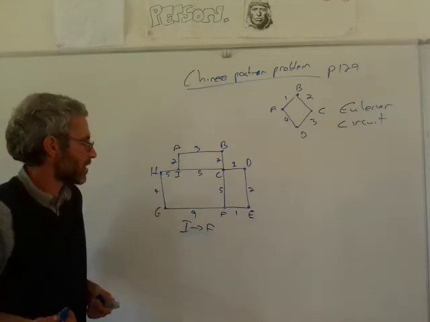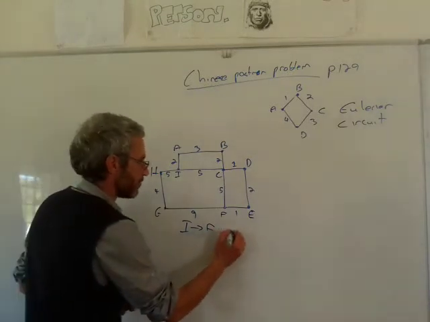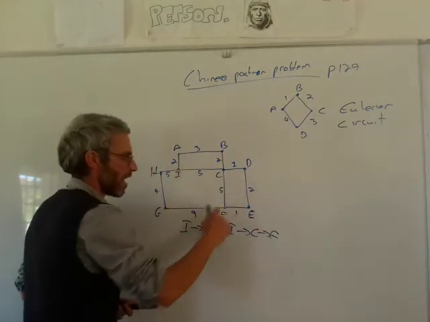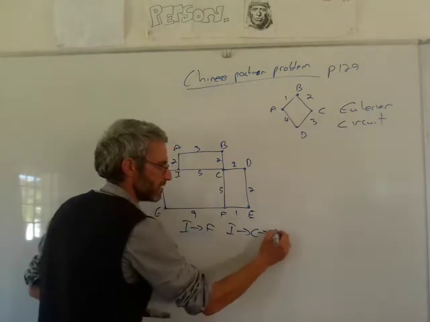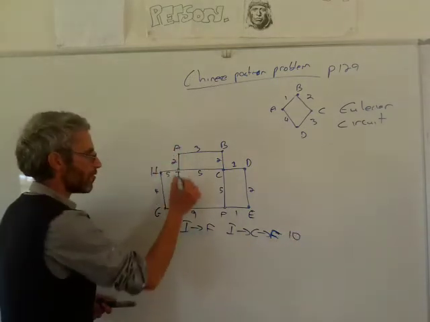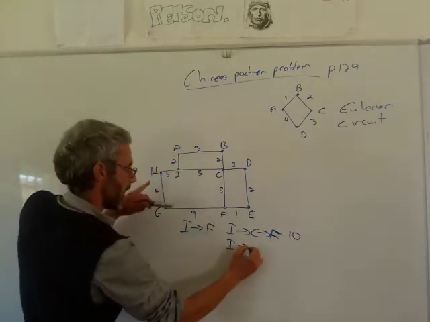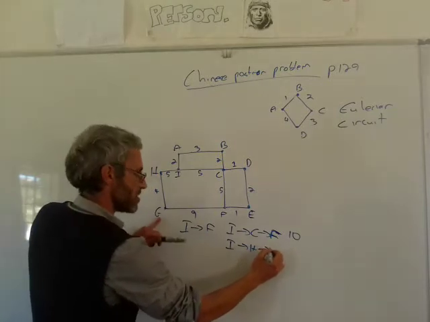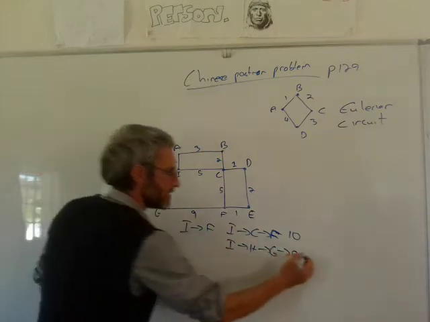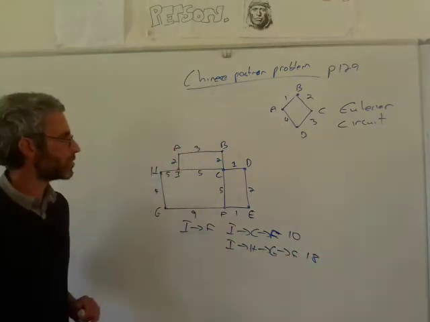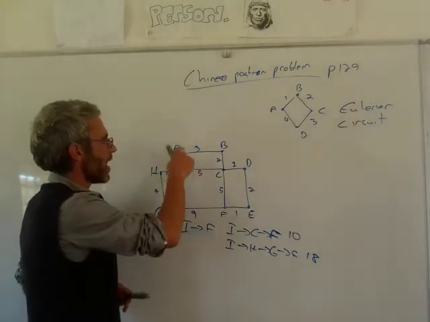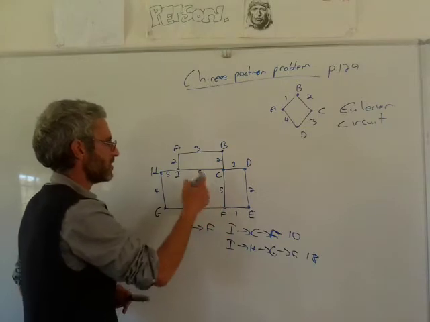I have certain possibilities. I can go, for example, from I to C to F, right? From I to C to F. How much will that take me? What will be the number? Okay. I can go from I to H to G to F. 5, 9, 18. That's a bit bigger. That's not useful.